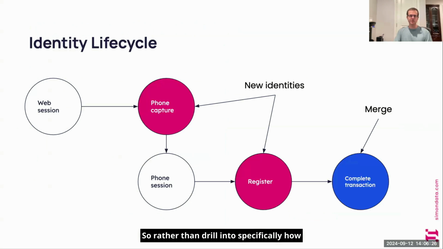So rather than drill into specifically how Simon's core identity resolution works, I want to illustrate through an example journey. Let's say that you have a new anonymous user browsing your website on their laptop, and then you present them with a phone capture pop-up. And that's going to collect their phone number, which we're going to use to send an SMS to them that includes a discount offer. The user then is going to receive that text message and then click through and begin browsing the website via their mobile web browser. And at that point, they register for a user account where they're allocated a user ID and they provide their email address.